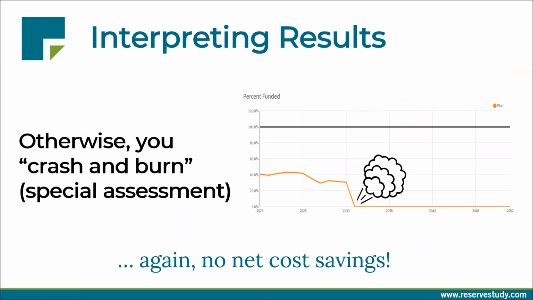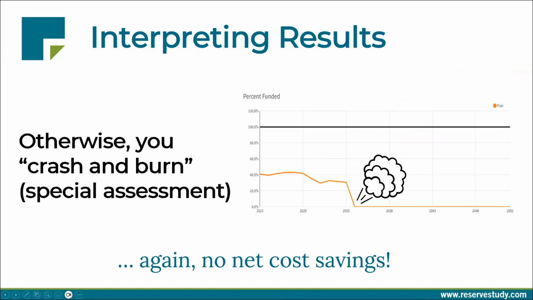Everyone has access to this, all of our clients at least. When you test out different funding plans, you can see if and when you crash and burn. When you lower your reserve funding rates, you can get to a point where you just plain run out of money. The projects are what they are.